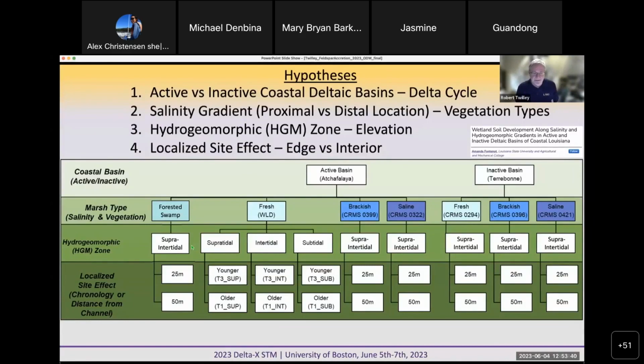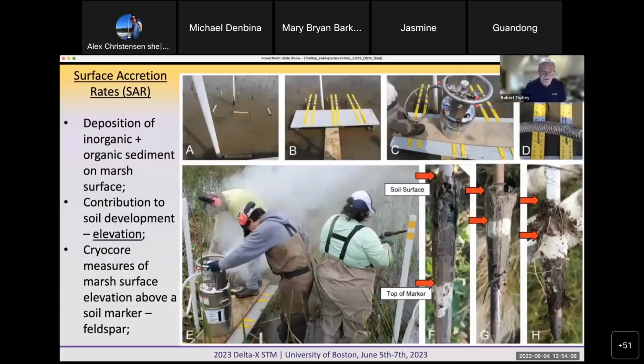First, each data point is defined as active or inactive coastal basin. Where is it located along the salinity gradient, freshwater, brackish, and saline? Where is that site? What is the hydrogeomorphic zone? What's basically the elevation of that site from which that data point was collected, and what's the localized effect, which is that site along the edge versus the interior.